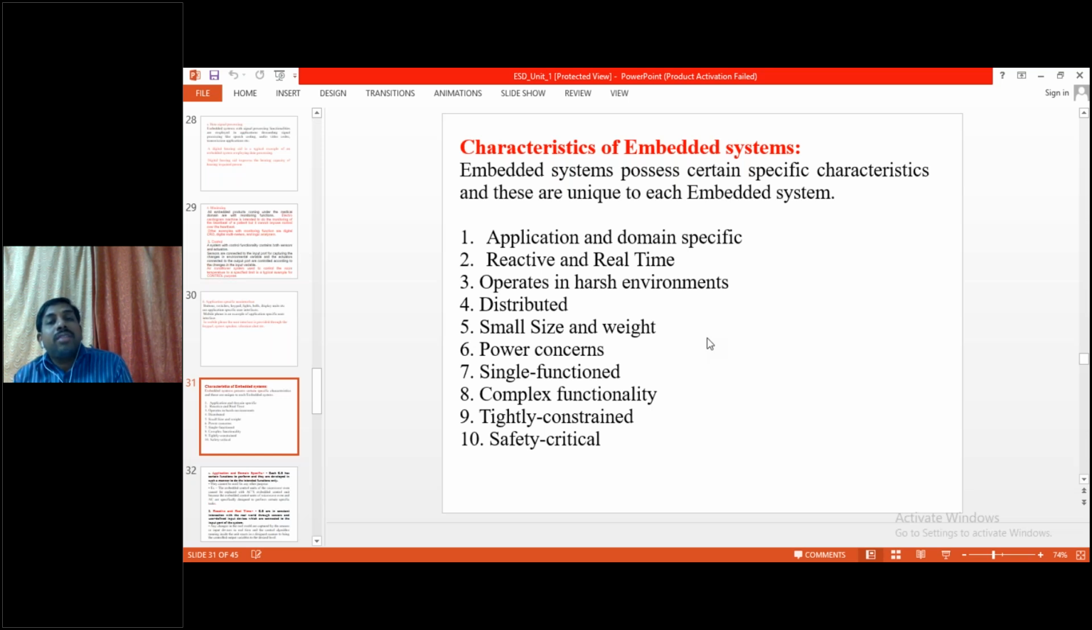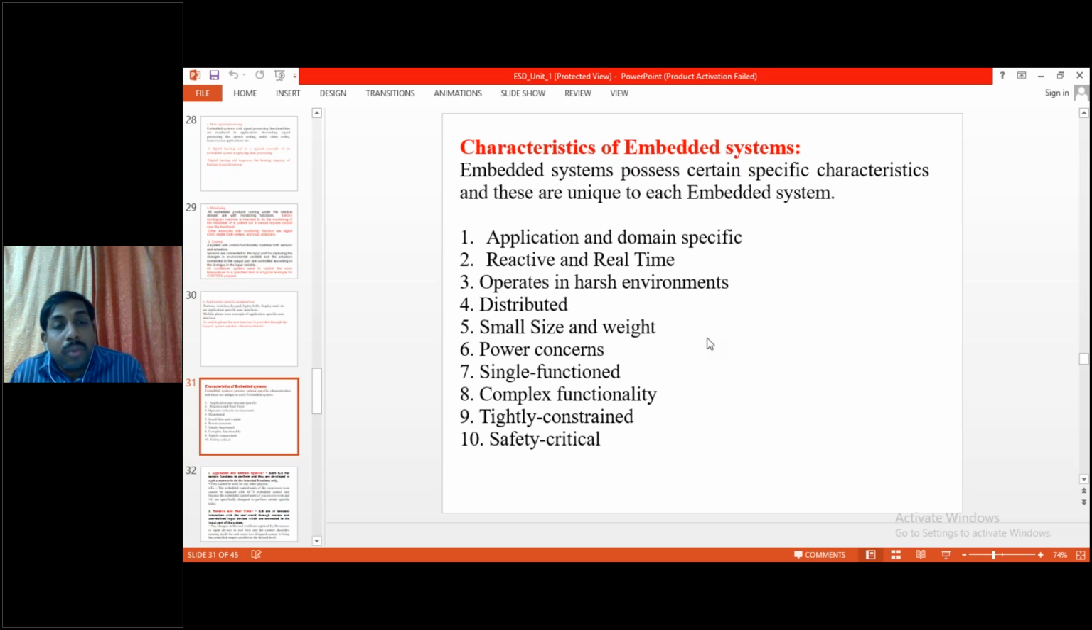So washing machine characteristic is to wash the clothes. Air conditioning it is to give the room temperature cooling. So some are real time, some are not real time. Some must be deterministic, some may not be. So based on that, different characteristics are provided, and your embedded system may have these characteristics or it may not have. So characteristics of embedded systems are application and domain specific, reactive and real time, operating in harsh environment.